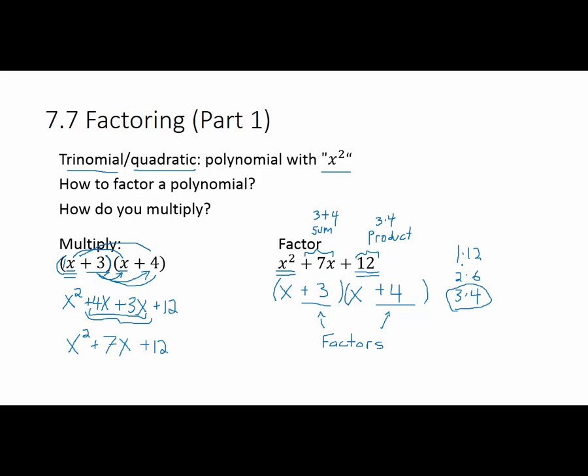Let's take a look at a brand new example where we don't know what the answer is supposed to be up front. But for this particular one, the final answer that you would type in is this multiplication problem: x plus 3 times x plus 4. It doesn't matter, by the way, what order you put those in. You could have had the x plus 4 first, and that would be perfectly okay.